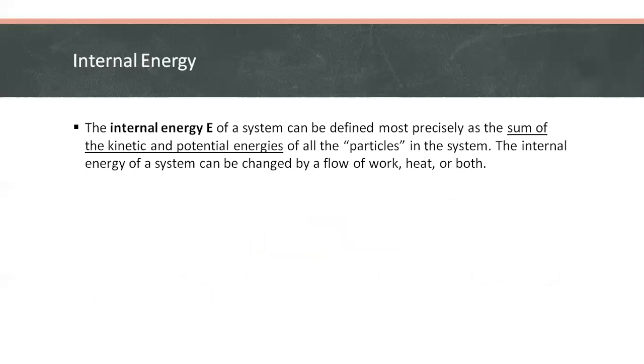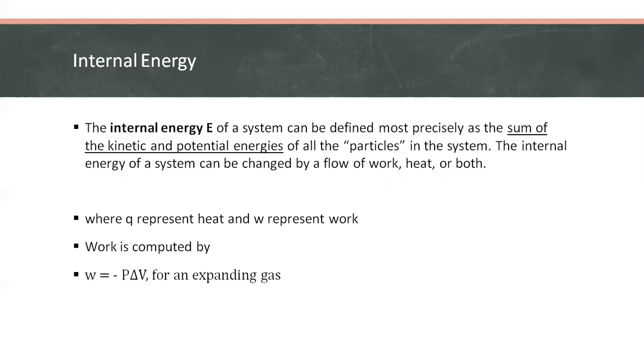Second, we have the internal energy or E. It can be defined most precisely as a sum of the kinetic and potential energies of all the particles in the system. The internal energy of a system can be changed by a flow of work, heat, or both. That is, delta E, or change in internal energy, is equal to Q plus W, where Q represents the heat, and W represents work, wherein work is equivalent to force times distance.